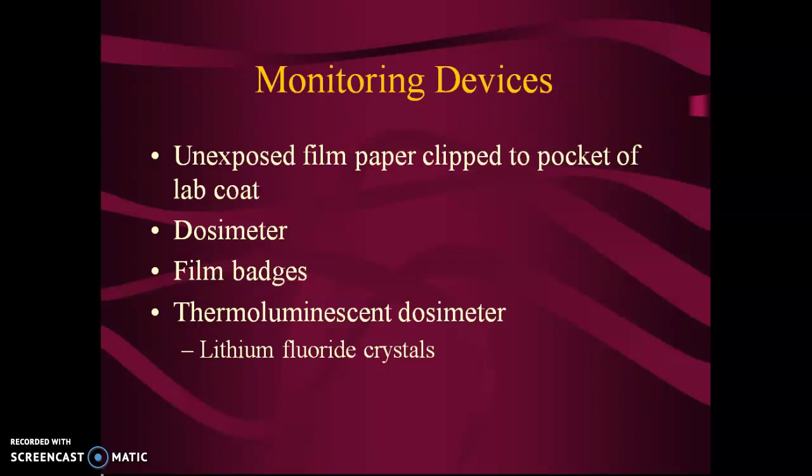A thermoluminescent dosimeter almost looks like a really old school fountain pen, and it would clip into your lab coat pocket. That's the type that has the lithium fluoride crystals that would be measuring the light given off by the crystals if it's exposed. Those are a little more expensive. They're a little more specific, and so that might be the type you'd see more in nuclear medicine.